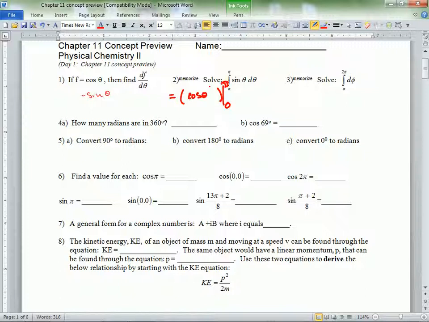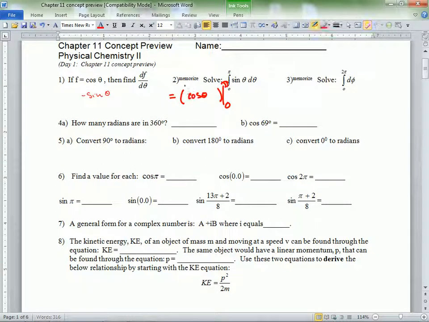Now that's negative cosine theta, right? If you put negative cosine theta, and test it, always test it, take the derivative of negative cosine theta, what do you get? Sine theta times a negative 1. And that's what you want. So it would be negative cosine theta, right?